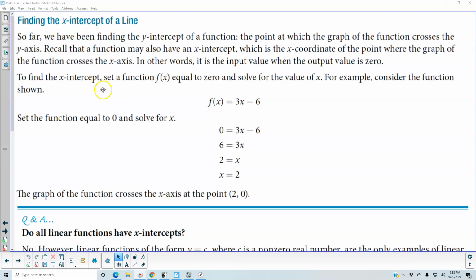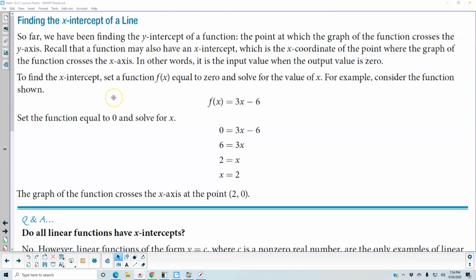Finding the x-intercept of a line. So far, we've been finding the y-intercept of a function, the point at which the graph of the function crosses the y-axis. Recall that a function may also have an x-intercept, which is the x-coordinate of the point where the graph of the function crosses the x-axis. In other words, it is the input value when the output value is 0.